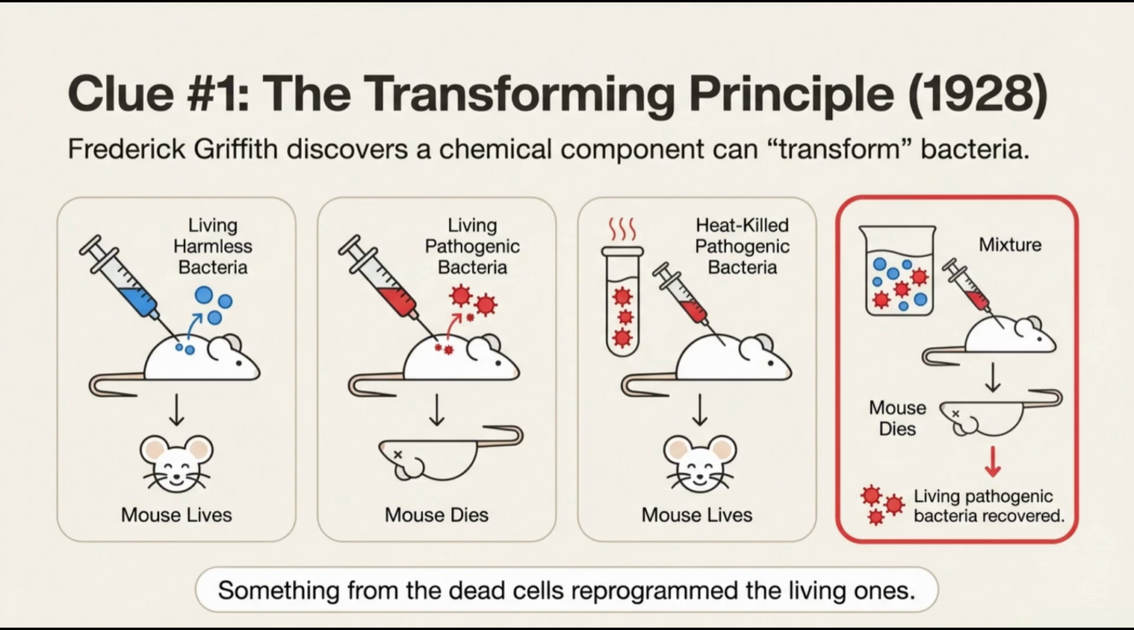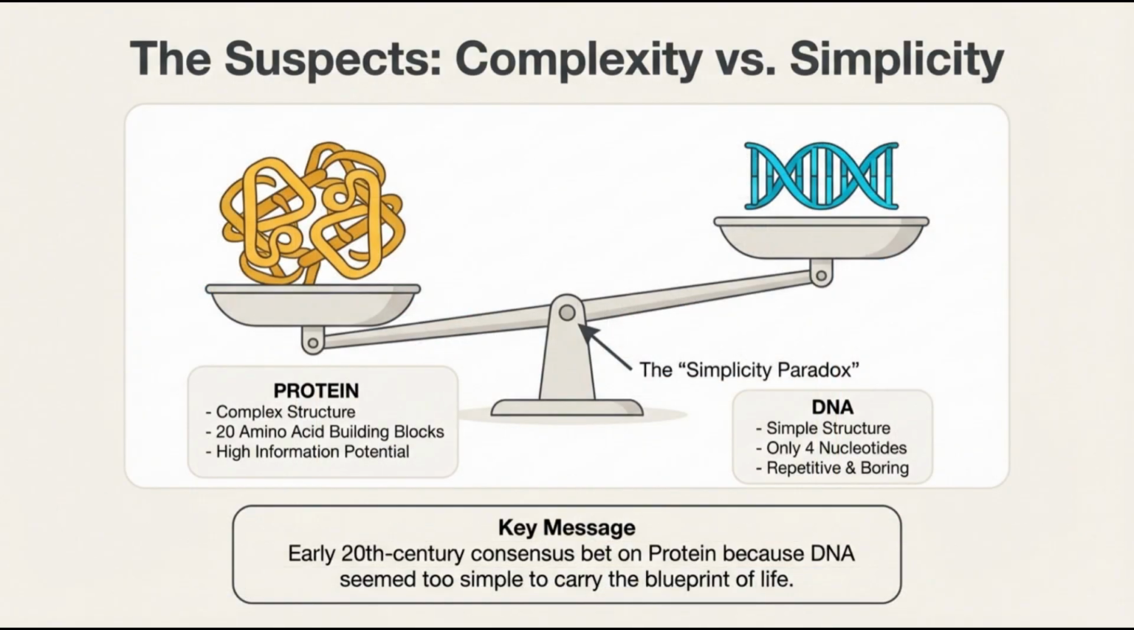How did he even explain that? Well, he didn't know the exact chemical. He just concluded that some stable chemical substance from the dead pathogenic cells survived the heat and was transferred, causing a heritable change. He named it transformation. So it was the first real evidence that the blueprint was a chemical, but we just didn't know which one. Exactly. And for decades, the debate was, is it protein or is it DNA? It took until 1952 for Alfred Hershey and Martha Chase to finally settle it.